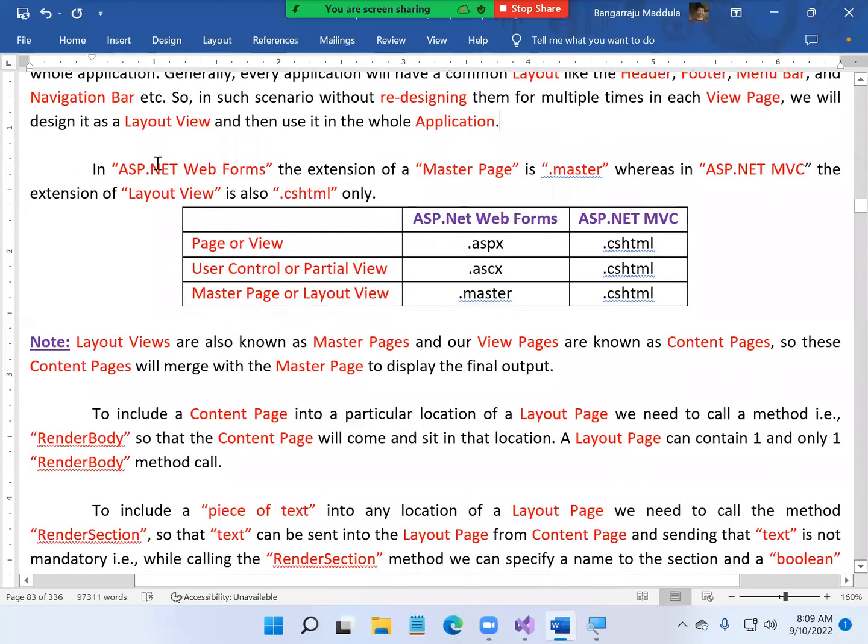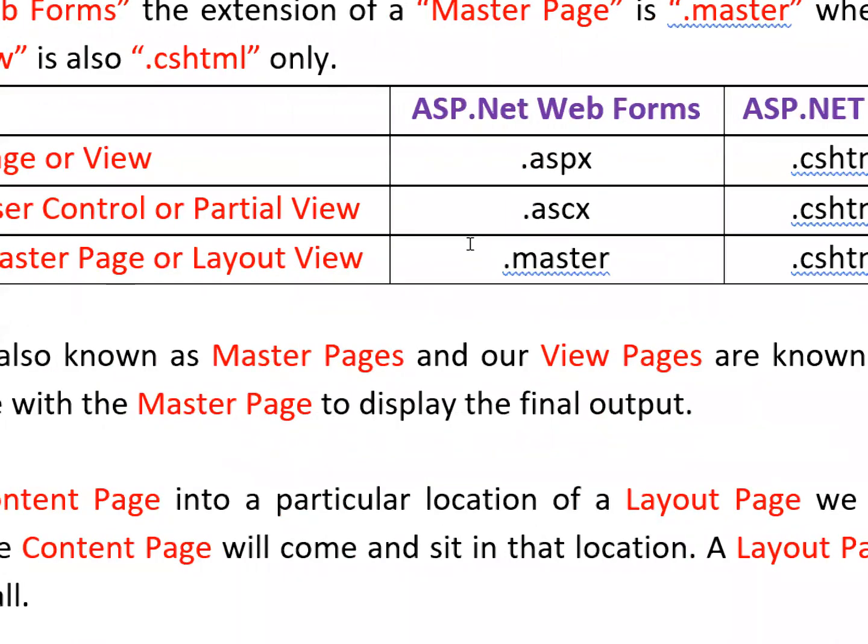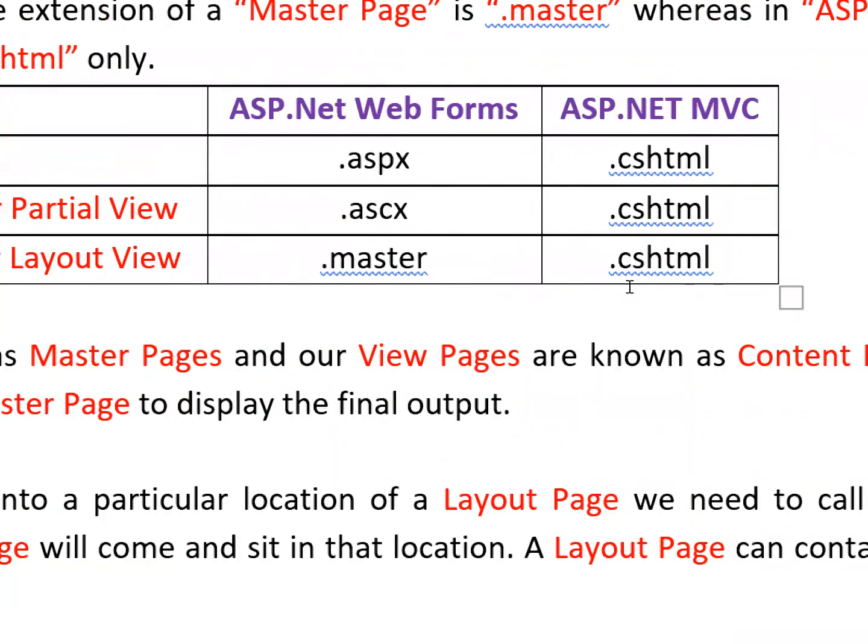In ASP.NET Web Forms, the extension of a master page is .master, whereas in ASP.NET MVC, the extension of the layout page is .cshtml. Last class I showed you this, remember? ASPX means active server page, X means extension. ASCX means active server control, the user controls. But here, all are .cshtml, no confusion here.